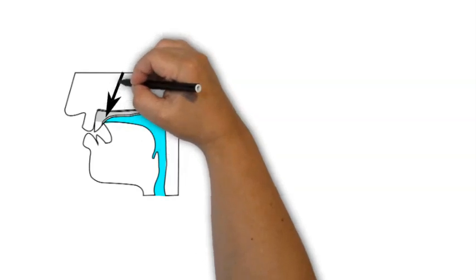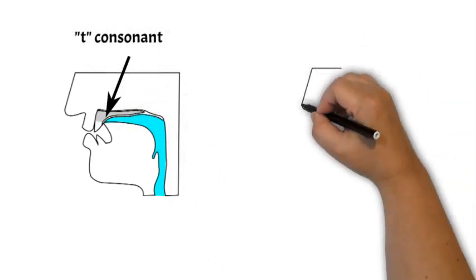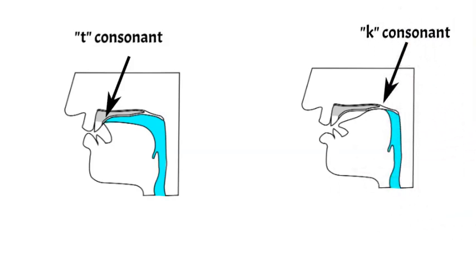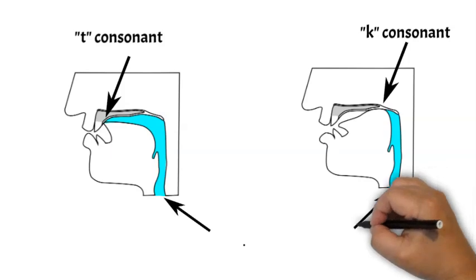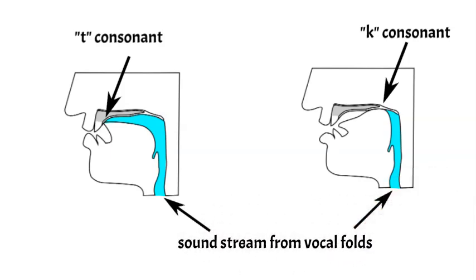When you produce the T consonant sound, a particular part of the tongue touches the roof of the mouth. The K sound makes contact with a different part further back in the mouth. The key idea is that the tongue doesn't simply move as a whole. Rather, its surface ripples or undulates to present the appropriate area to the sound stream.